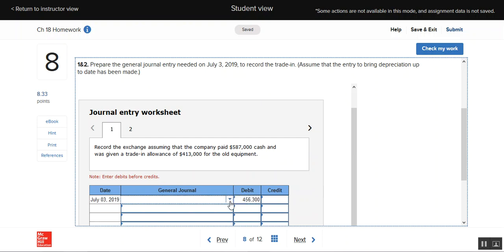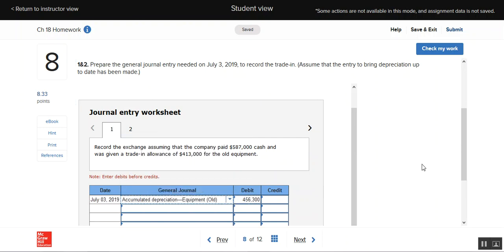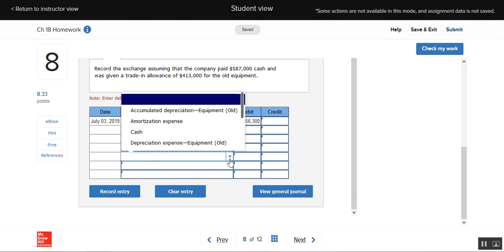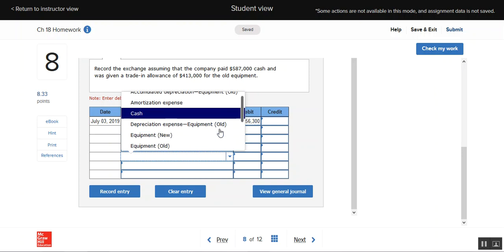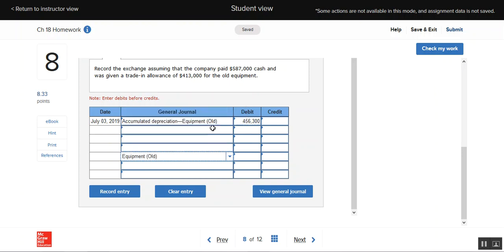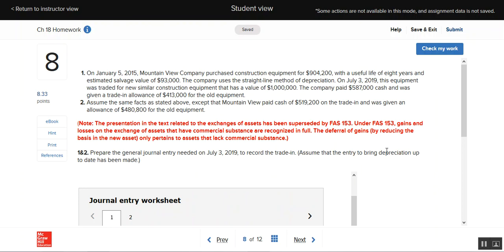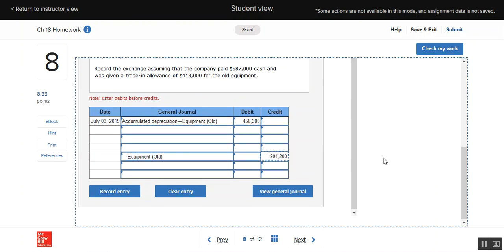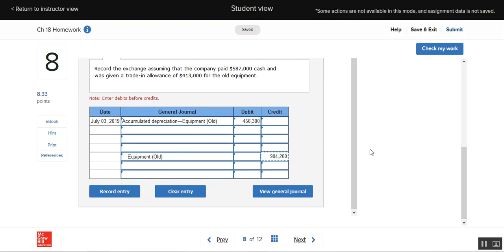So we need to take that off of the books. And we might have to move some of this around in a minute. Let me just skip a few lines. And we're going to take the old equipment off of the books. And that was $904,200. So that takes the old equipment off the books.